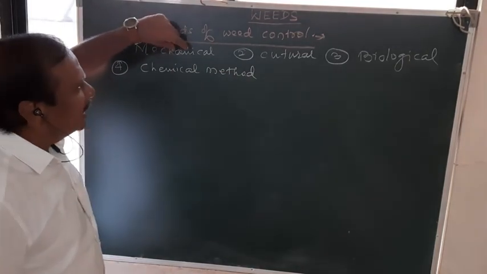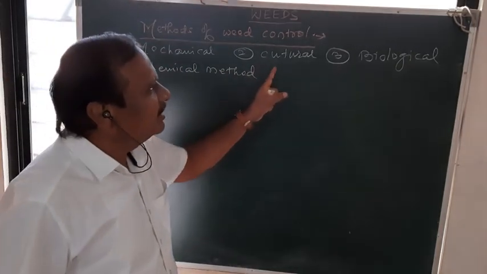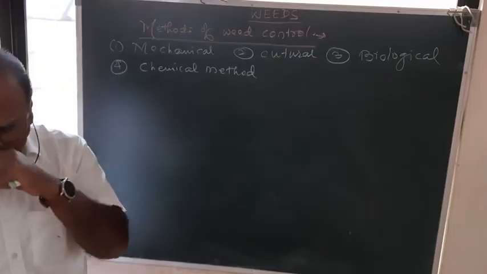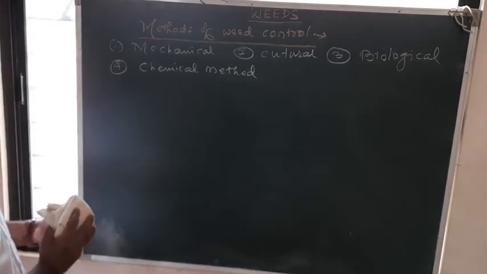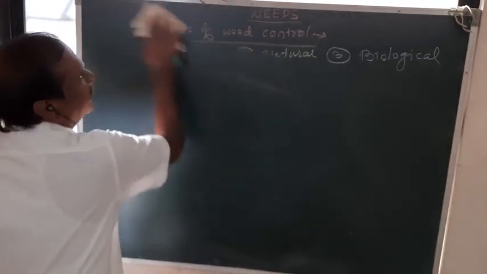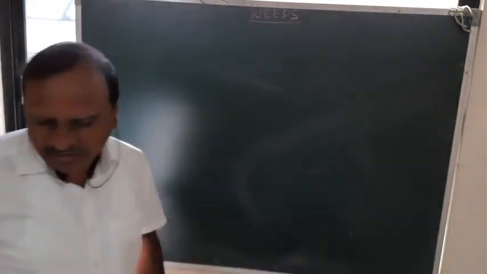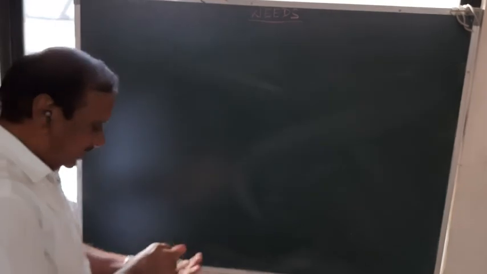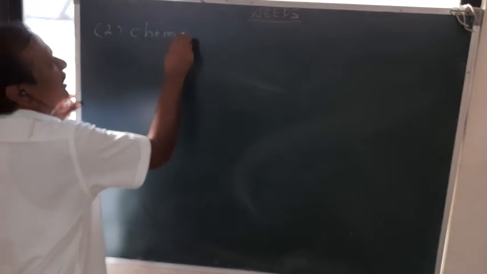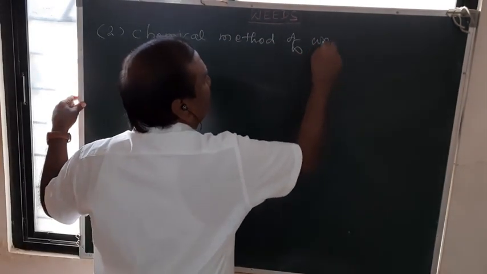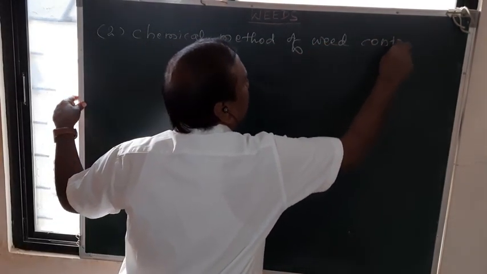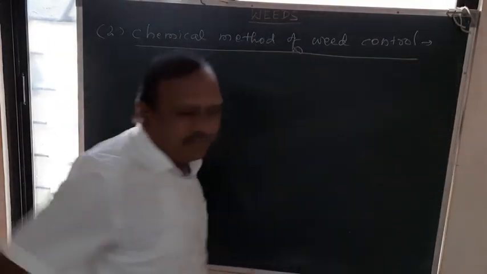Last time we saw mechanical, then cultural, biological as well as the chemical method of weed control. We have to see them one by one. Previously we have seen the first type, that is mechanical. Today we shall see the second type of weed control method, the chemical method.